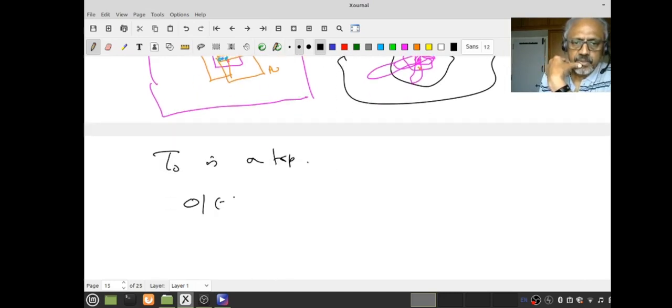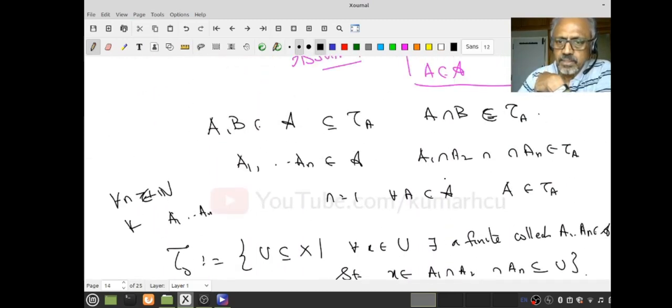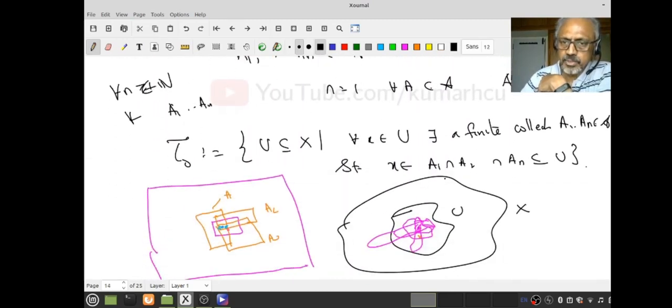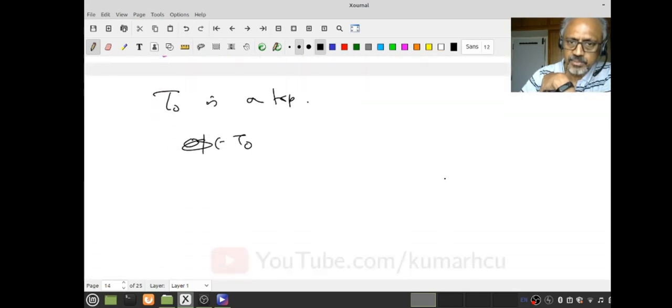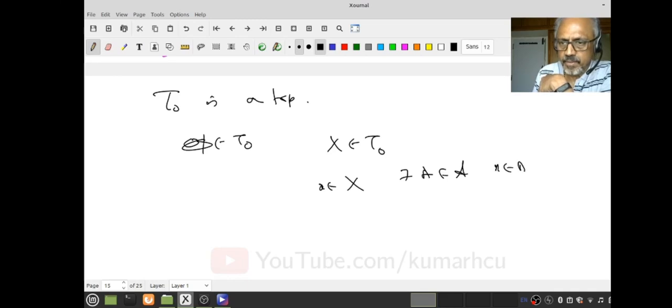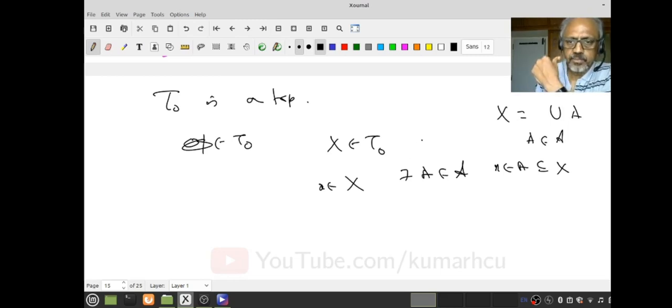Now the empty set belongs to tau naught as usual. Why? You give me an X. To show the empty set belongs to that, if it is not, then you have to say there is an X so that I cannot find any subcollection like this. So that is false. You follow that? Therefore the empty set belongs to that. X belongs to tau naught. Why? Give me any X. By assumption there exists A in script A so that X belongs to A and A is contained in X. Why? Our X was the union of A in script A. Therefore this is true.